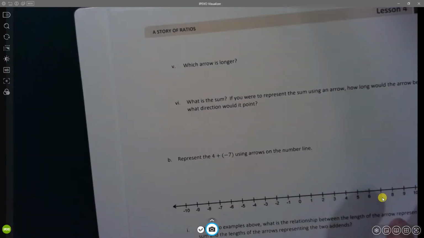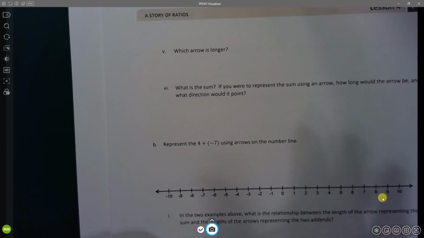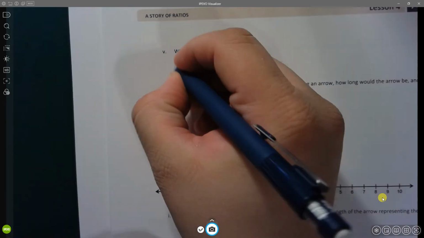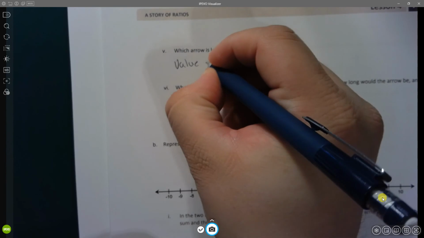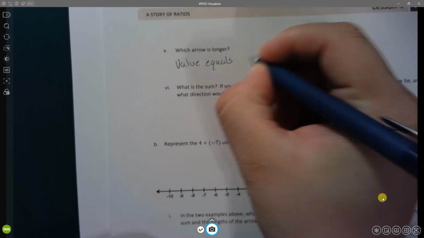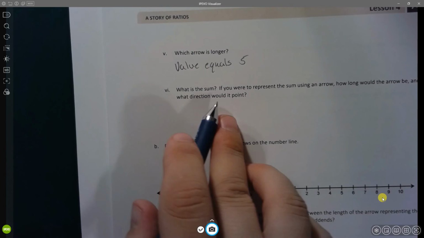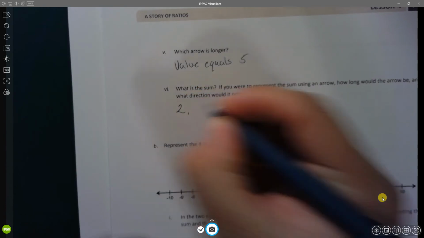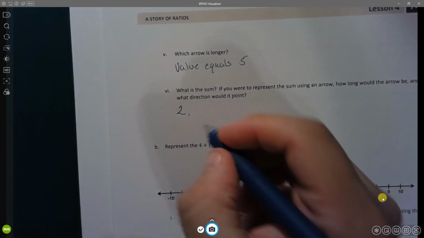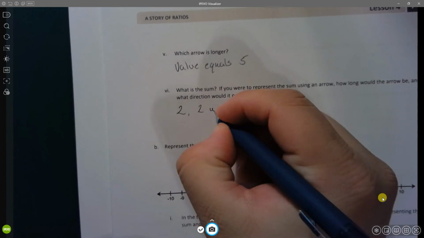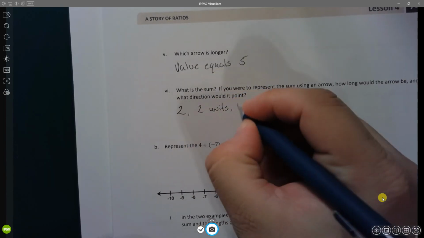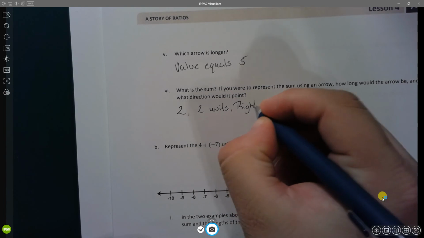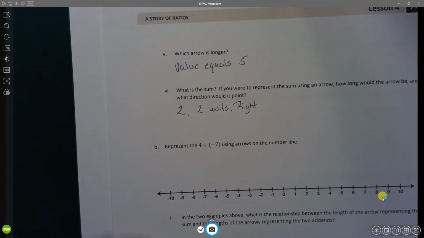Okay, so now the question for part 5. Which arrow is longer? Well, it's the one whose absolute value equals 5. What is the sum? If you were to represent the sum using an arrow, how long would the arrow be and what direction would it point? Well, we know the sum was 2. The arrow would be 2 units long, and it would be pointing to the right because it's a positive answer.